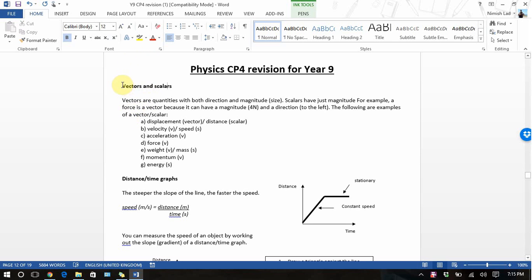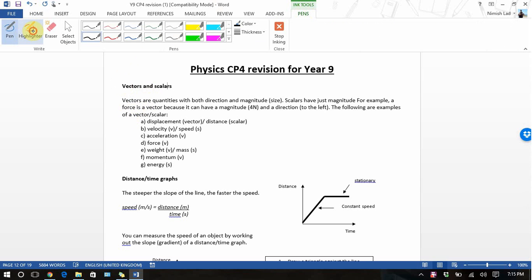So the first thing we learnt about was vectors and scalars. When it comes to vectors and scalars, remember vectors are quantities that have both size and direction. So direction and magnitude. Magnitude is just a posh word for size. Scalars have just magnitude, in other words, just a size. For an example, force is a vector because it can have a magnitude, 4 newtons, to the left.